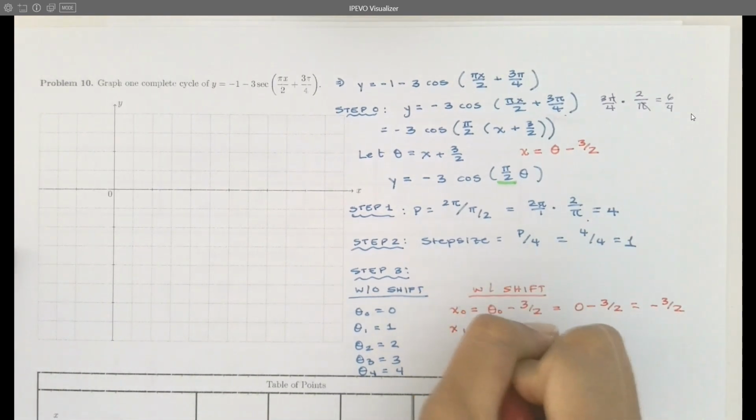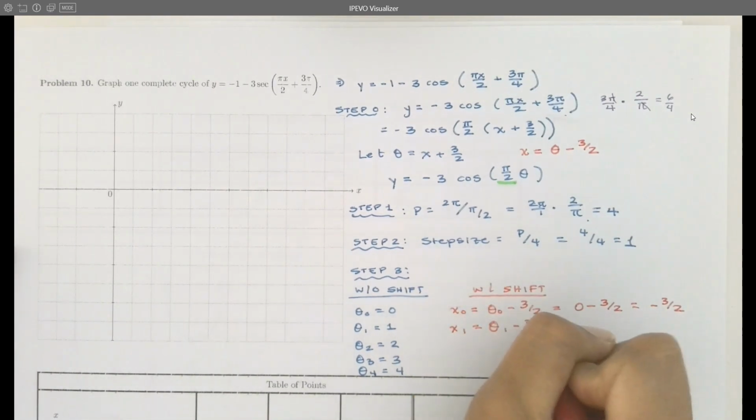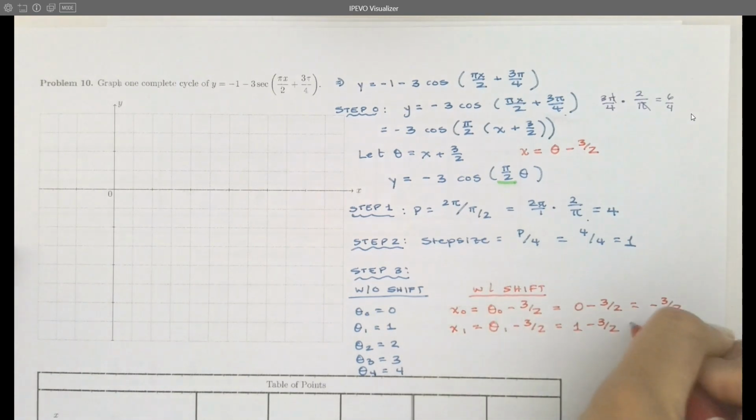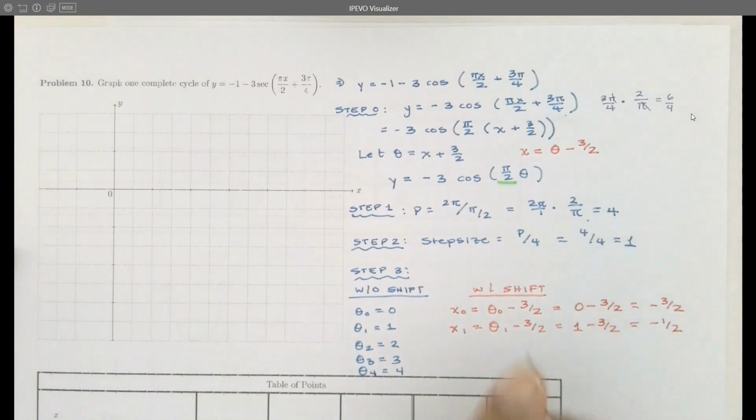Repeat the process for x1. It'll be theta 1 minus 3/2. And that is 1 minus 3/2. A 1 is the same as 2 over 2. So 2 minus 3 will give us negative 1/2.